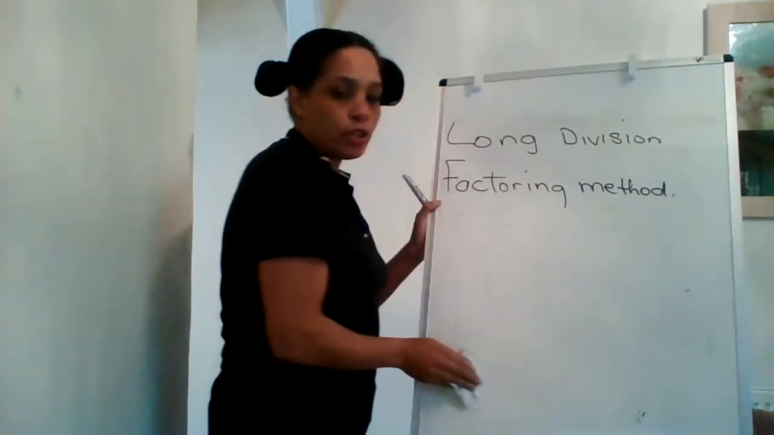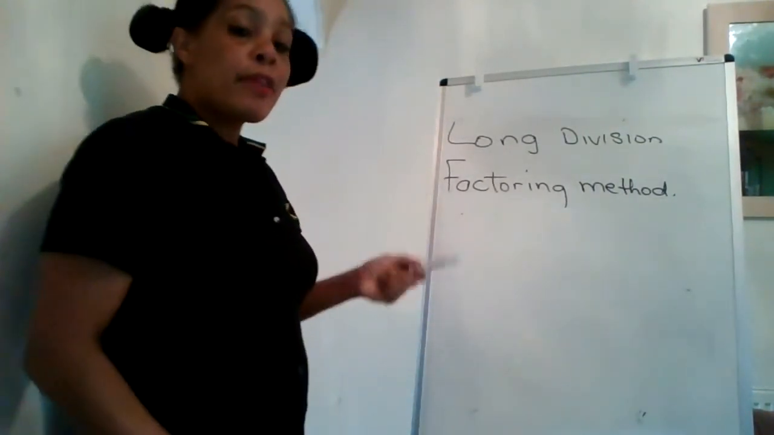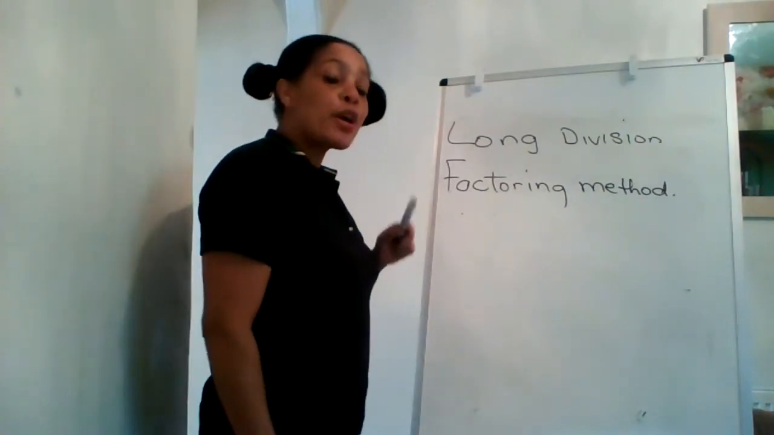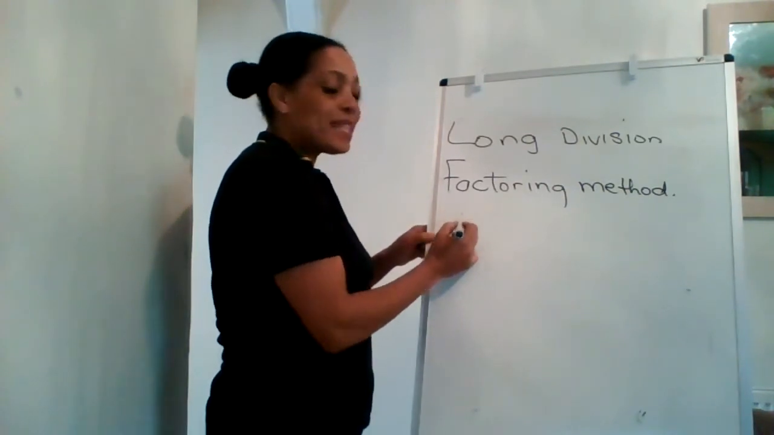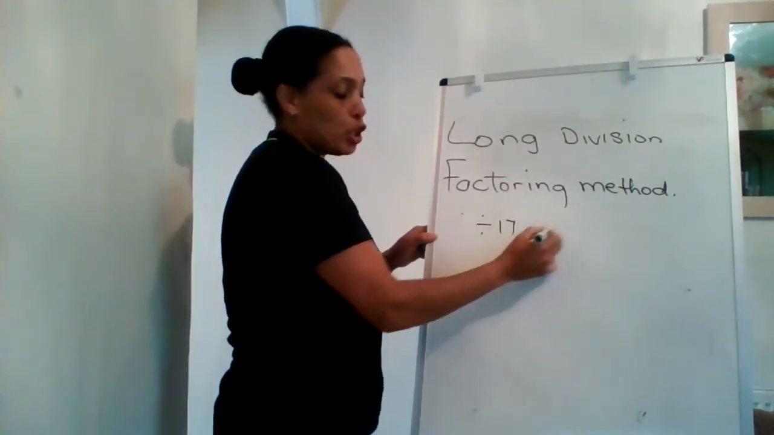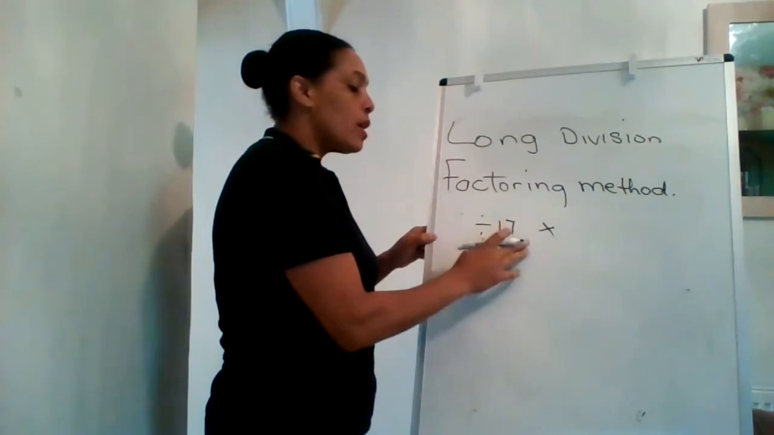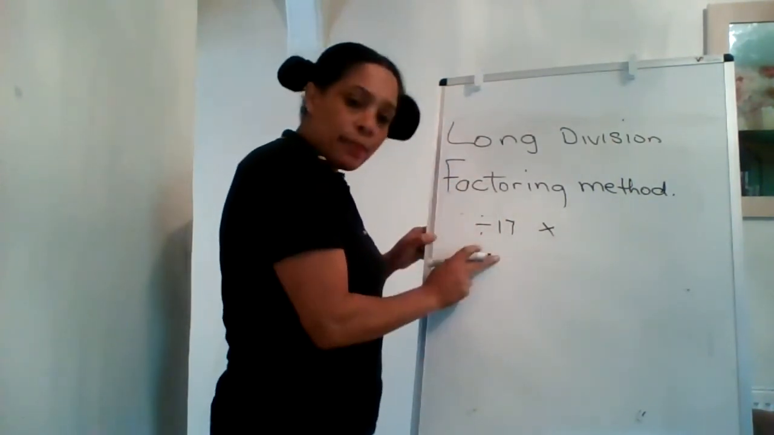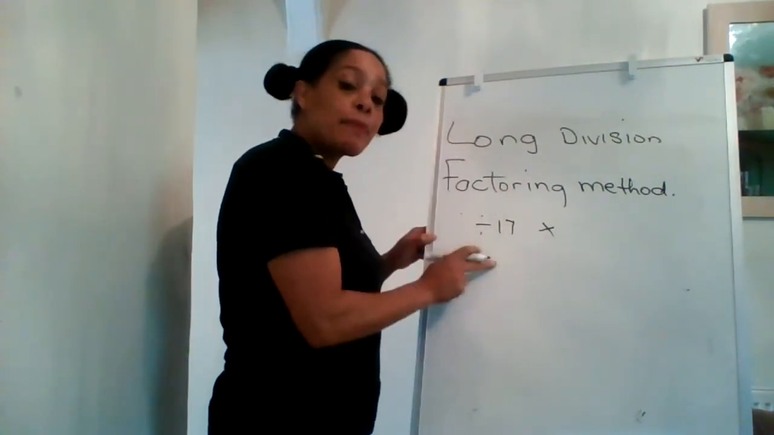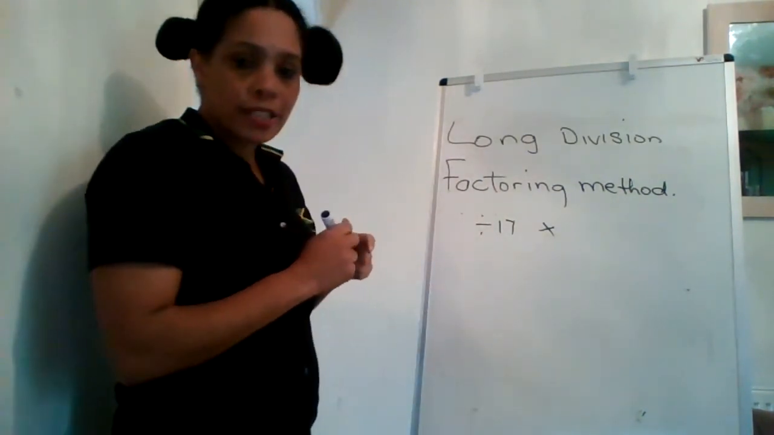So just to wrap up what we have just done, we have looked at using the factoring method to do long division. The factoring method only works when the number is not a prime number. So if I was going to divide by 17, I would not use the factoring method, because 17 is a prime number.